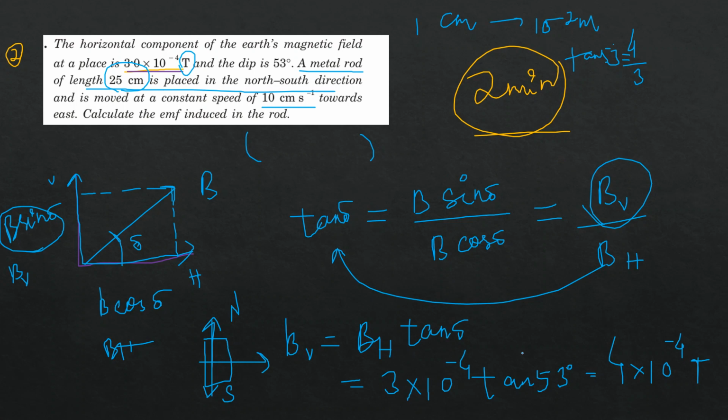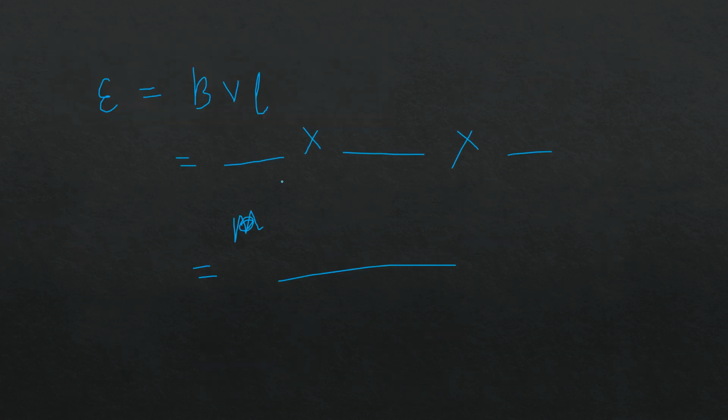We did it. After that, this is your magnetic field, the vertical component. Why vertical component? Because the rod is in the north south direction. That's why we calculated the vertical component. If it was in east west, we would have taken the horizontal component. And that vertical component we will put here. So this was your second question.